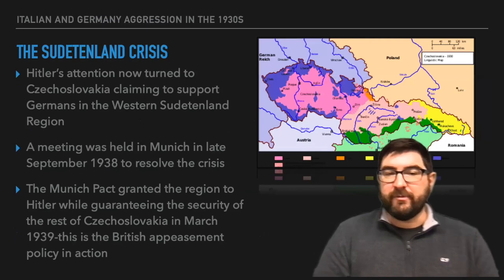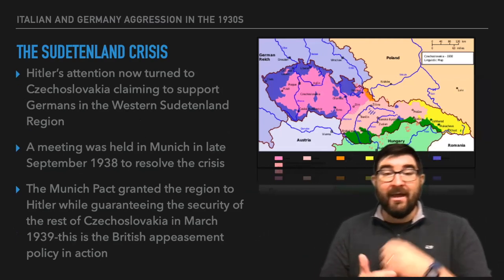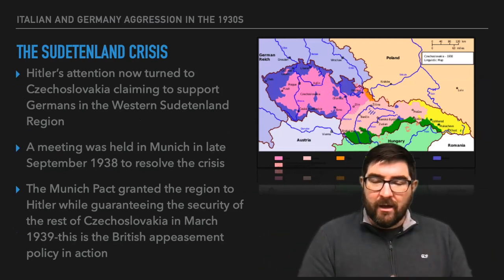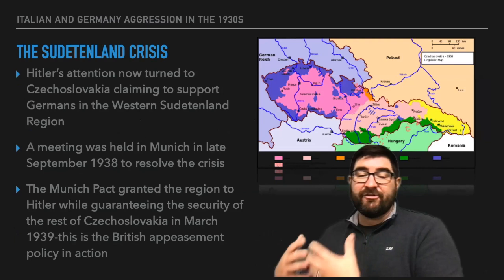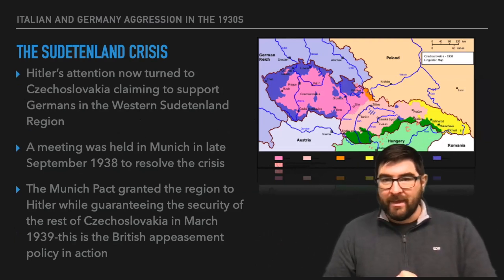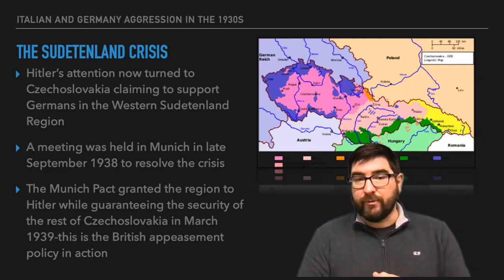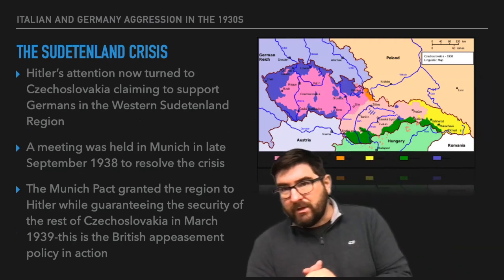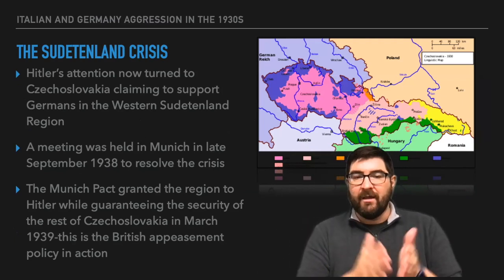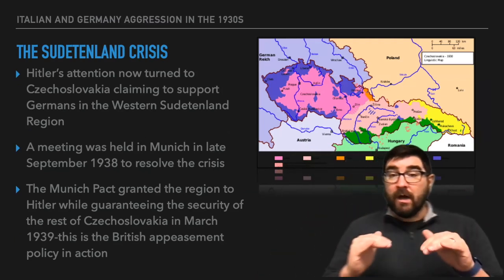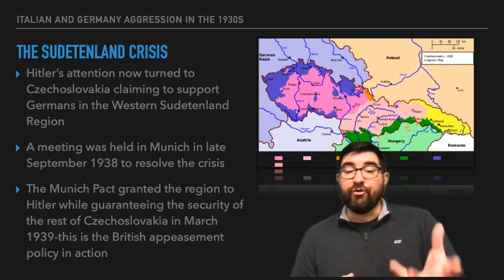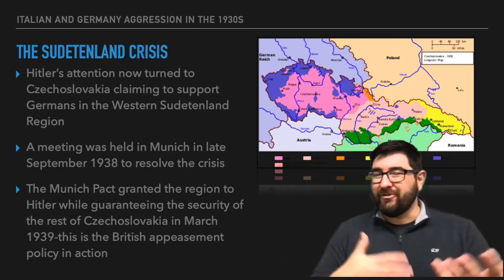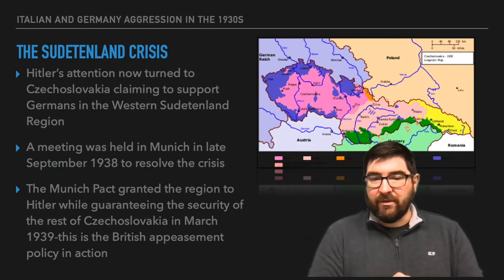Now Hitler looked to the Sudetenland region of Czechoslovakia. Hitler's attention goes to Czechoslovakia, where he claimed that many Germans living along the Czech-German border were being mistreated and abused by the Czechoslovakian government. And he wanted control of this Sudetenland region. A meeting was held in Munich, organized by Benito Mussolini, in late September 1938 to try to resolve the crisis. The outcome of this meeting, called the Munich Pact, would grant the region to Hitler while guaranteeing the security of the rest of Czechoslovakia, which of course Hitler would violate by March of 1939.